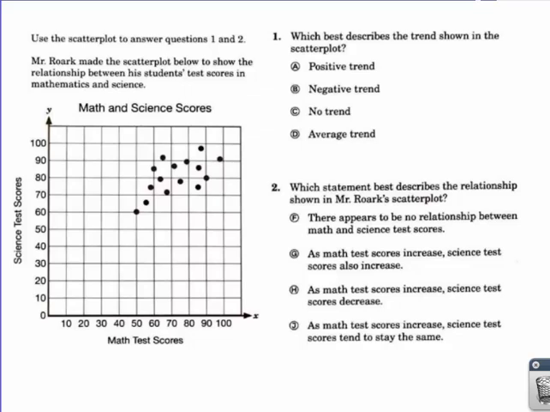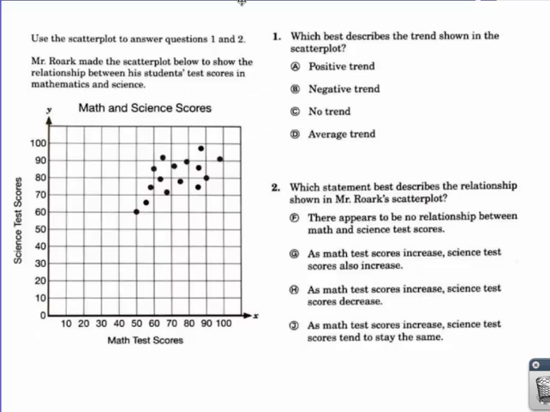It says Mr. Roark made the scatter plot below to show the relationship between his students' test scores in math and science. So question number 1, which best describes the trend shown in the scatter plot? Now this one right here, what we're looking for, we've got 3 types of trends. As the X value increases, the Y value increases. That would be known as a positive trend. A negative trend, as the X value increases, the Y value decreases. That would be a negative trend. No trend means it's all over the place.